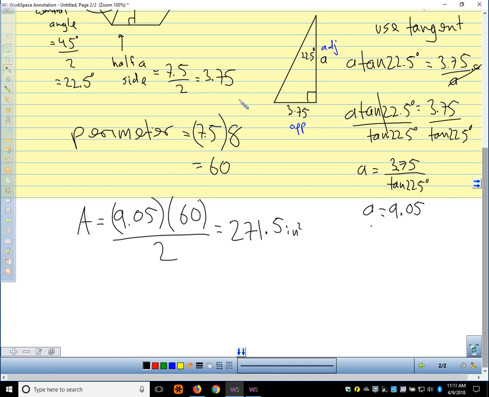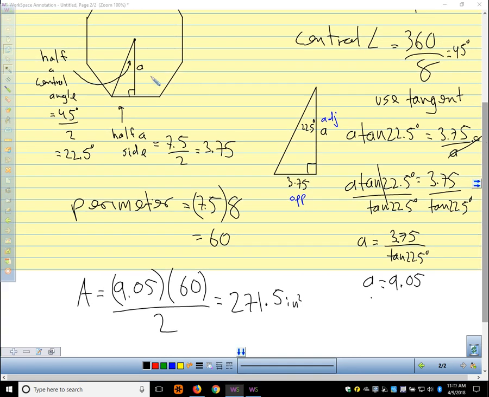So we were able to use Sohcahtoa on the triangle here to find the apothem. All right, questions there? All right, I want to do one more example where we have a slightly different setup.